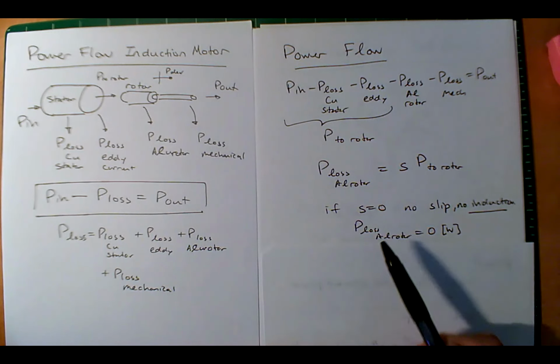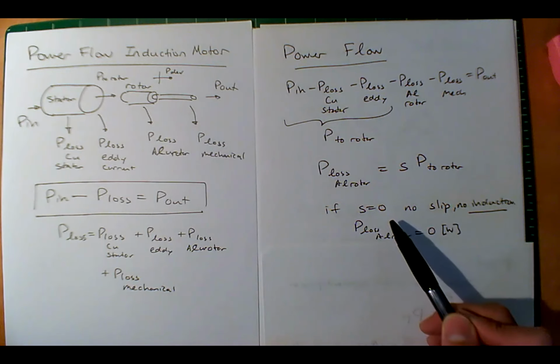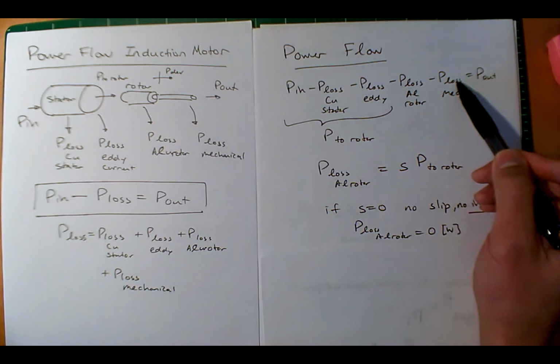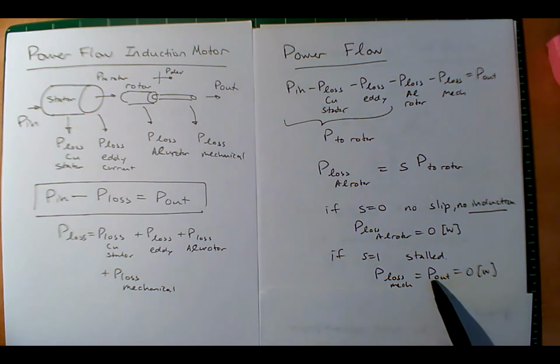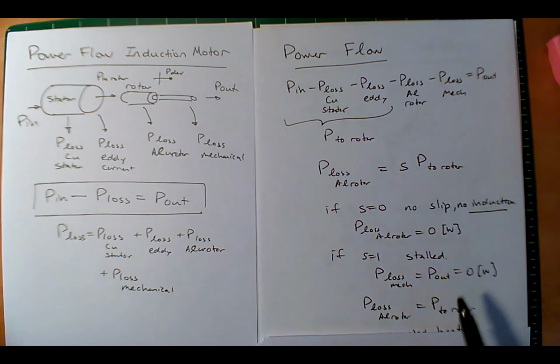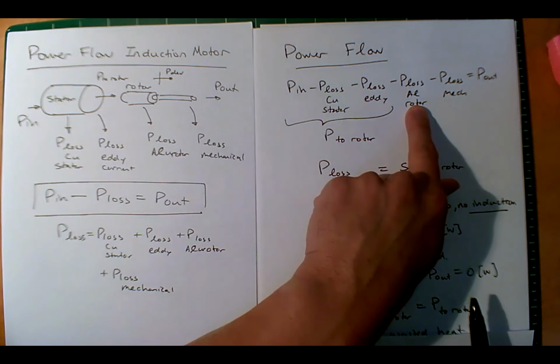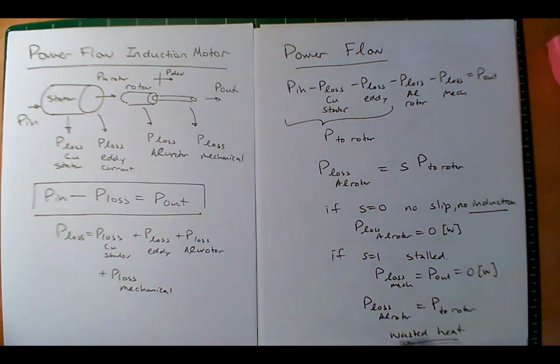and you have zero power loss in the rotor. Now, if you have 100% slip, you're not spinning, you're stalled, and these two are zero, right? No mechanical losses, no output power, right? And when that occurs, all the rotor power is going directly and burning off as I squared R losses in the rotor, and it's just wasted heat.